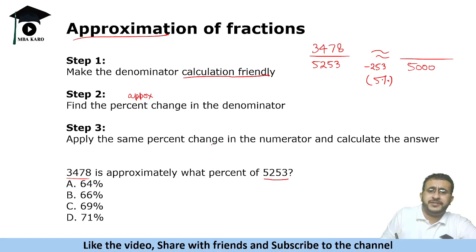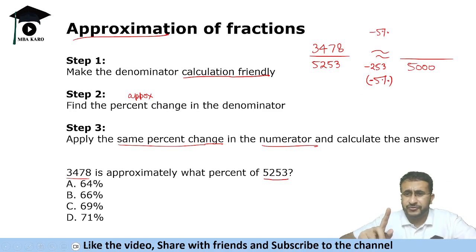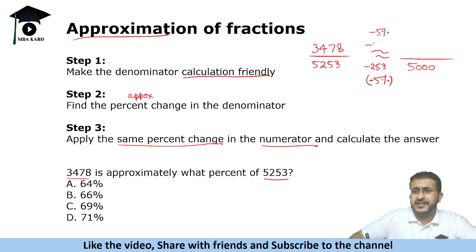Okay, apply the same percentage change in the numerator. So subtract 5% from this numerator also. Okay, now this is 3478. 34 is 1%. Okay, 34 into 5, 170. So roughly 170 you can subtract, right? You do not have to tell the exact value. Maybe you can take 178 also. Okay, round off the value. So even if you take 170, you will get 3308. ये value आएगी, rough value, very rough calculations.